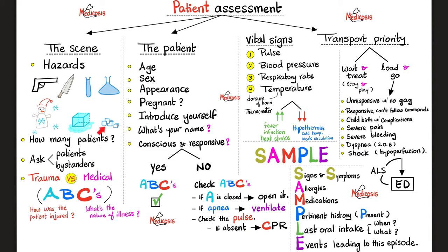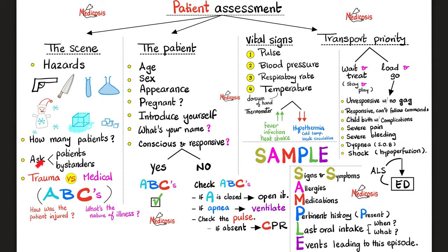Next, how many patients are we trying to help? Is it one patient, two patients, or multiple patients? Who should I ask? You should ask the patient himself or herself. The patient knows the best. What if the patient is not responsive? Ask the bystanders, the parents, the family members, the neighbors. Then try to establish whether this is a trauma case or a medical case.